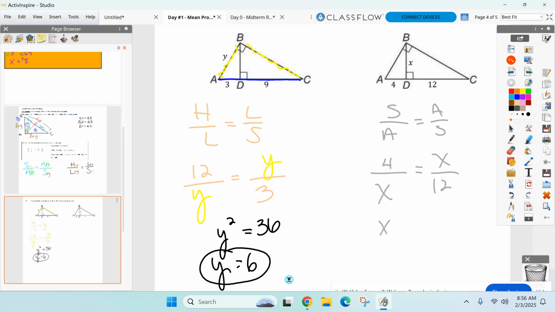Cross multiply. We get x squared. Extremes give me 48. And if no directions are stated, and this goes for your homework tonight too, please leave it in simplest radical form from your calculator. I don't like decimals unless it actually says to round it to the nearest whatever. And hopefully we're getting 4 square root of 3 there.